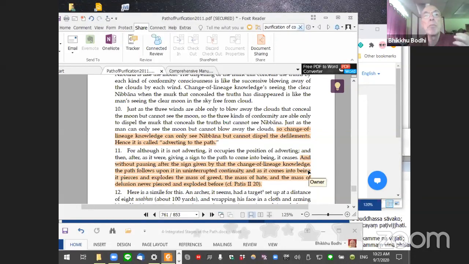And as it comes into being, as it arises, it pierces and explodes the mass of greed, hate, and delusion never pierced and exploded before. This doesn't mean that the first path consciousness completely annihilates greed, hate, and delusion, because the first path consciousness is that of stream entry, and its function is only to eliminate the coarsest kind of defilements. So we could say it begins the process of permanently eliminating greed, hate, and delusion, but it doesn't actually eradicate them at that point. That will only come as one goes through the later stages of the world transcending path.